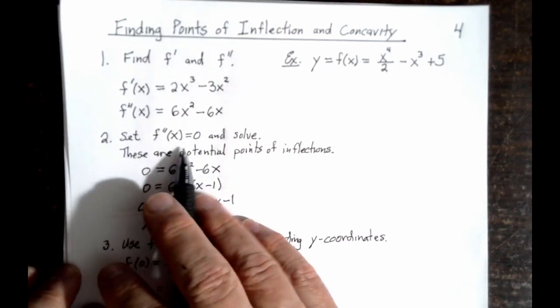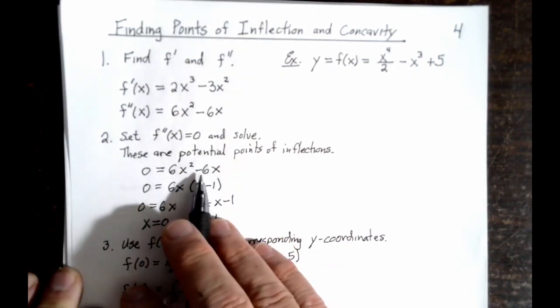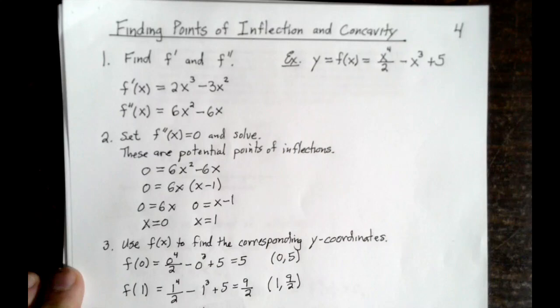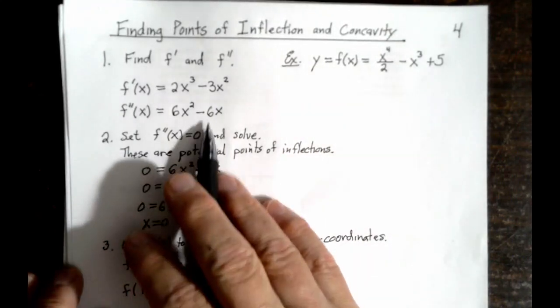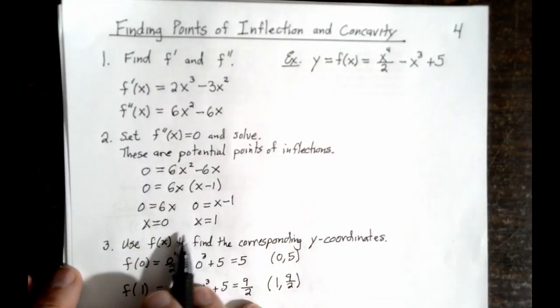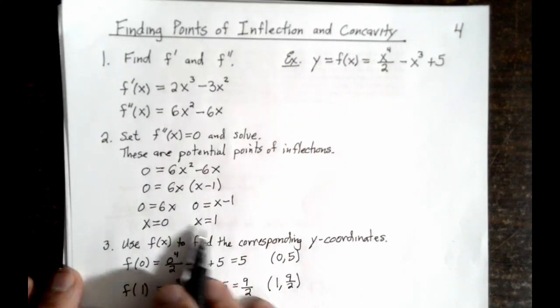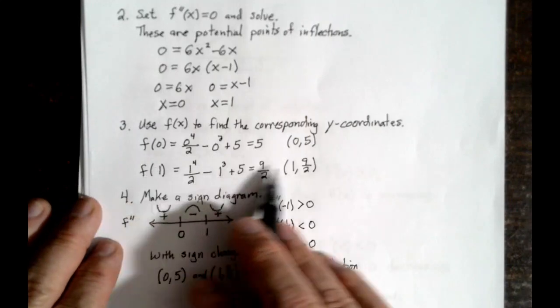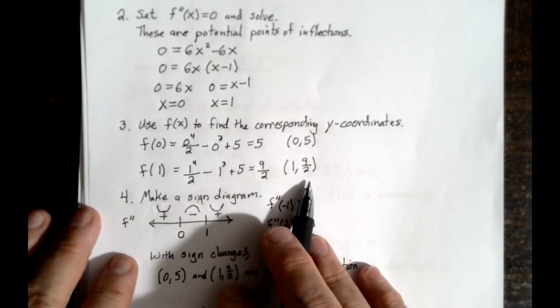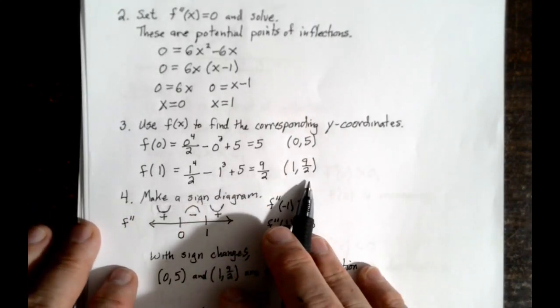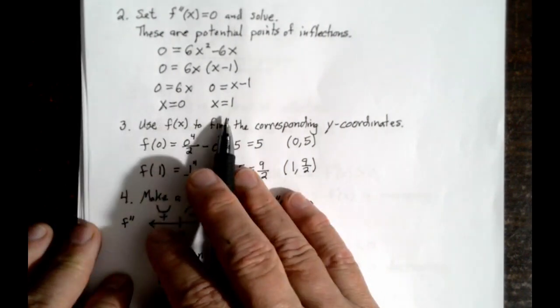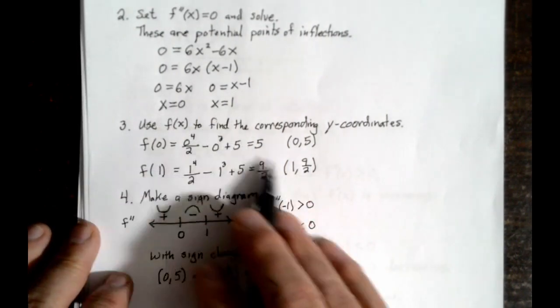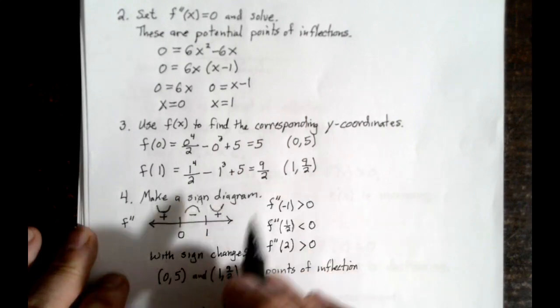Step 2, you set the second derivative equal to 0 and solve it. And these are potential points of inflection, so you take the second derivative, factor it, set each factor equal to 0 and solve, and you get 2 possible points of inflection. And you take those x values and plug them into the original function to get the y coordinate. Now you have possible points of inflection. These are actual points, whereas these are just the critical values.